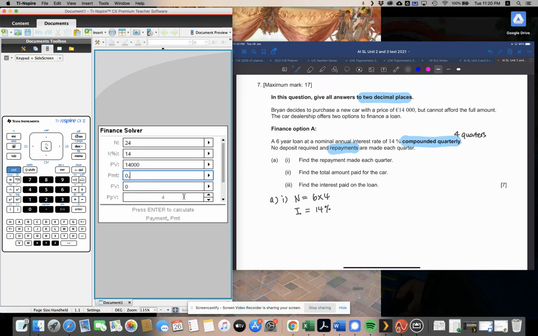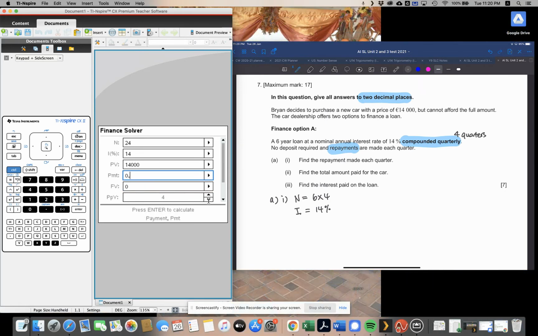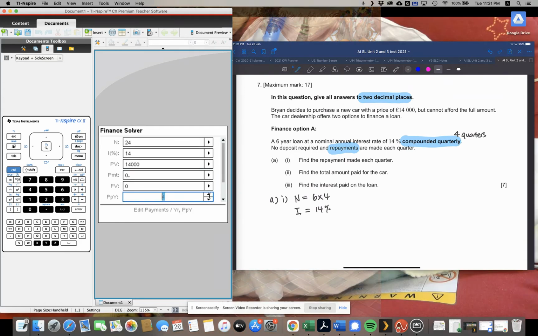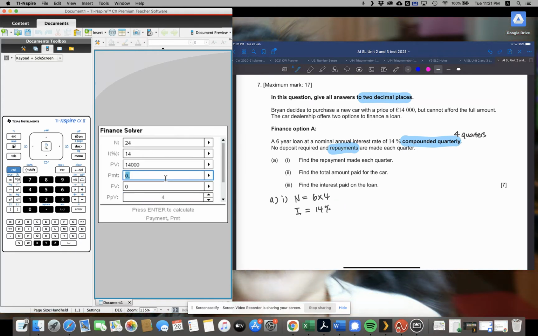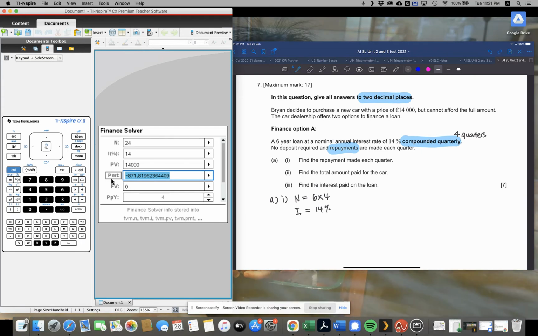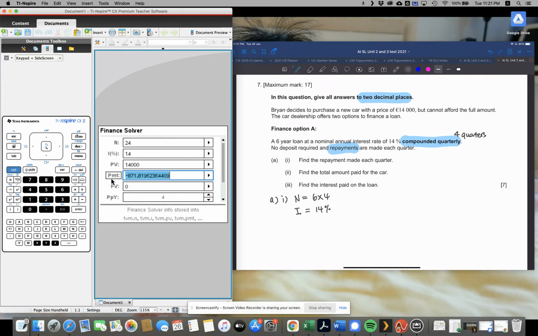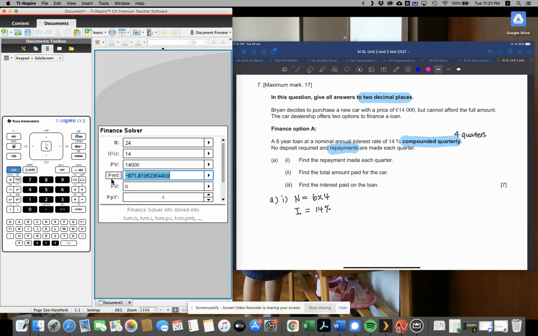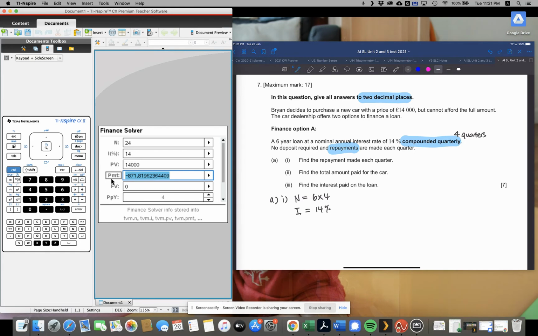Now, it's quarterly, so we keep PPY and CPY at 4. Be careful there. Move the cursor to payment, press enter. So the answer is there. Meaning each time, he needs to pay 871.82 euros.